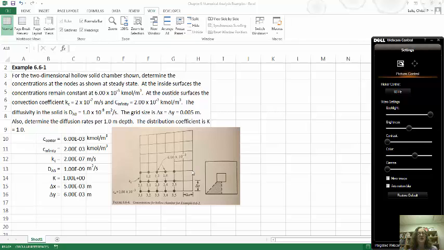The diffusivity of the solid is given as 1 times 10 to the minus 9 meter squared per second, and we have an evenly spaced grid where delta X and delta Y are both equal to 0.005 meters. What we want to do is find the diffusion rates per meter of depth. We don't know how long this object is, so we'll assume 1 meter. The distribution coefficient between the phases is 1.